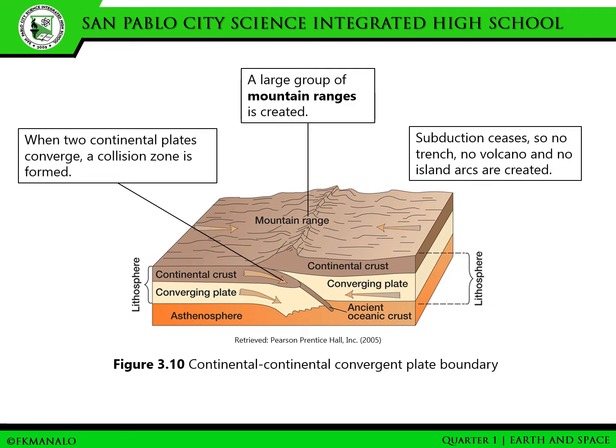The next kind of convergent plate boundary is the continental convergent plate boundary. When two continental plates converge, a collision zone is formed. Subduction ceases, so no trench, no volcano, and no island arcs are created. What is formed then? A large group of mountain ranges is created.